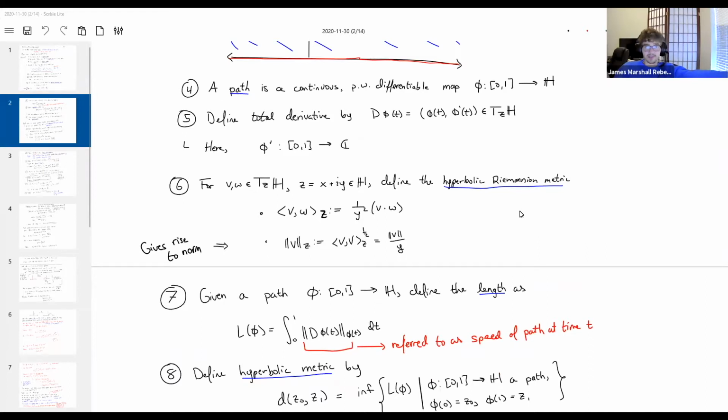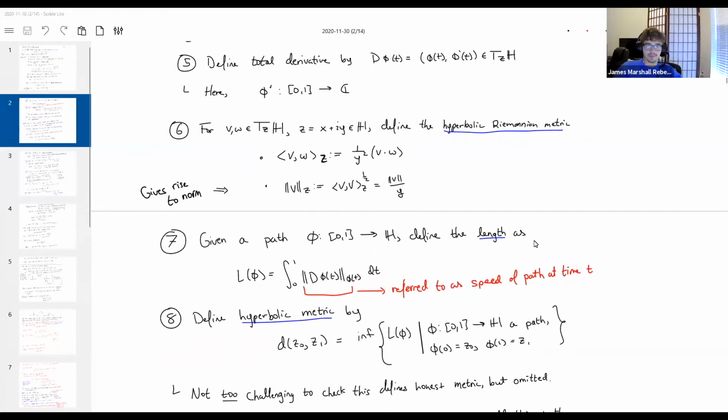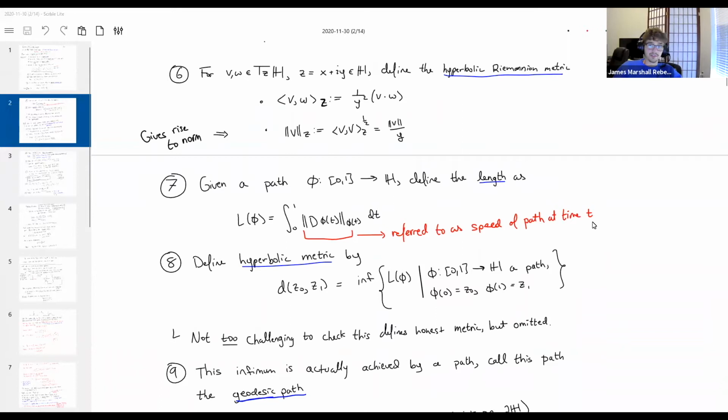The hyperbolic Riemannian metric is defined on the tangent space based at a point, and this is just the usual Euclidean inner product, normalized by the length of the imaginary part. It gives rise to a norm, which is the Euclidean norm divided by y, the imaginary part of the number that you're based at. This is useful for defining lengths of paths.